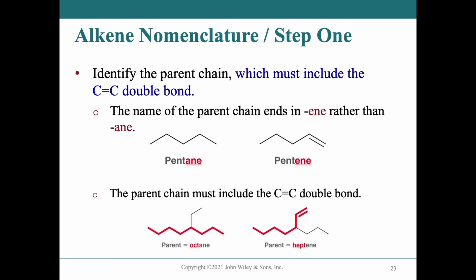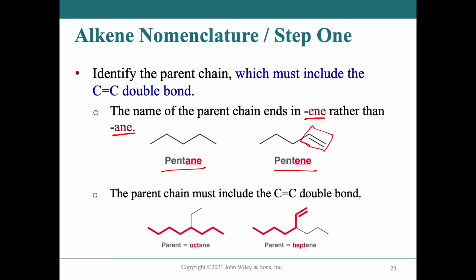So naming alkenes is similar, right? It's similar to naming alkanes. The only difference really is that instead of having alkane with an ane, alkenes are double bonds, and so we end that with ene, right? So here we have pentane, but if this pentane has a double bond at the end of it, like it does right there, we change the name to pentene, right?